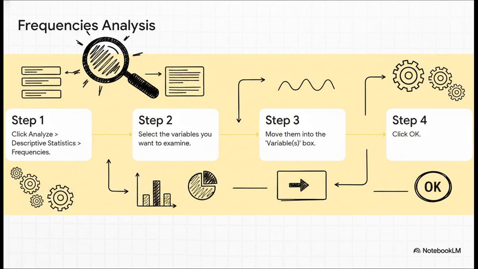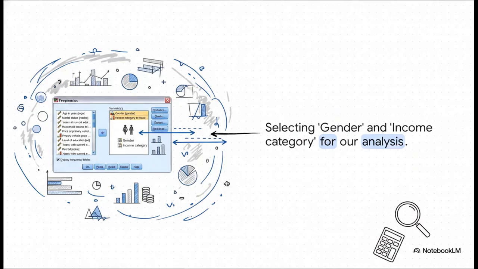After that, you just tell it what you want to count, and SPSS does all the work for you. So this is what pops up. See that box on the left? That's a list of all our variables.